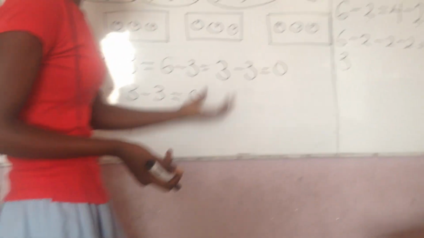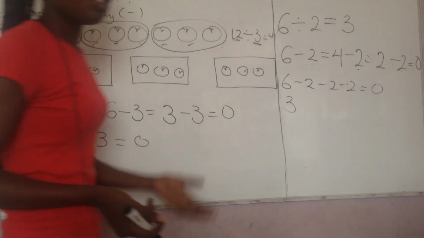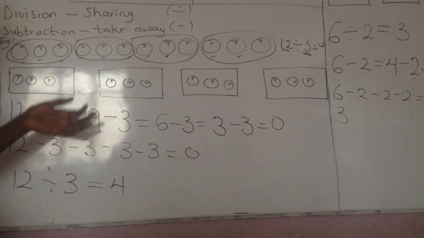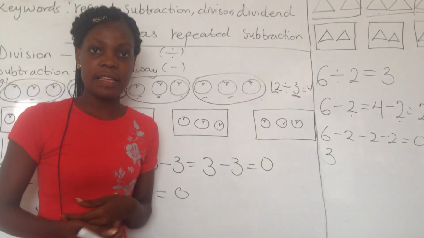So division has repeated subtraction. You can use subtraction to do division, and you'll be able to get your answer too. I hope you go over the video and listen to it again, and then you'll be able to understand it.